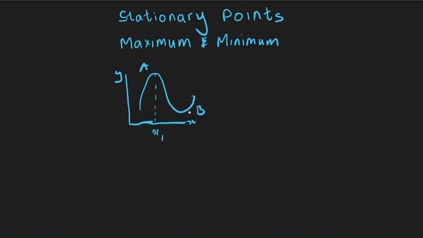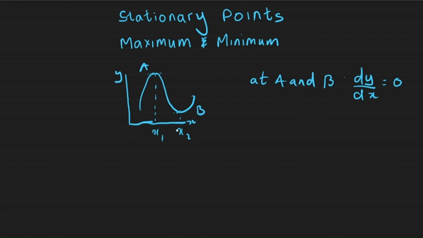x1 corresponds to the maximum at A, and x2 corresponds to the minimum at B. So what's true in both these instances at A and B is that the derivative dy/dx, the first derivative, is equal to 0. So how y changes with x is 0. The tangent to the point is 0. So the tangent is just a vertical line at both A and B.